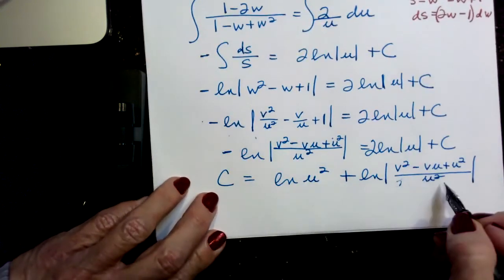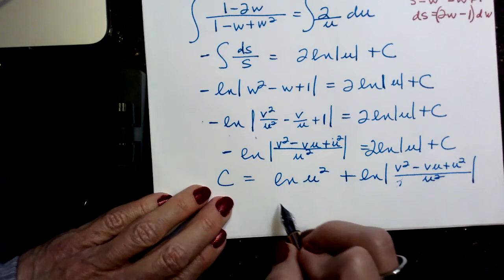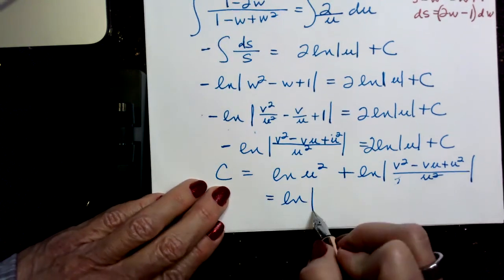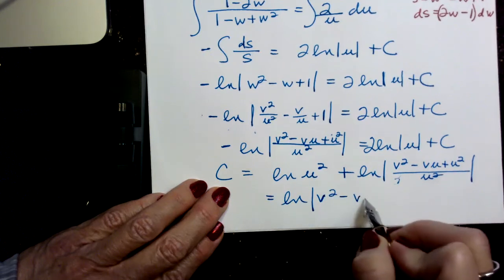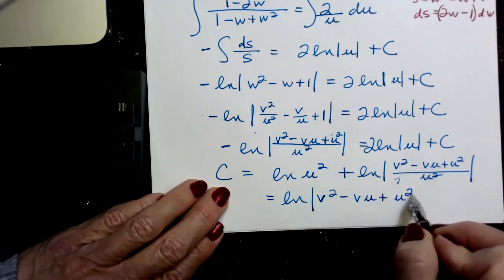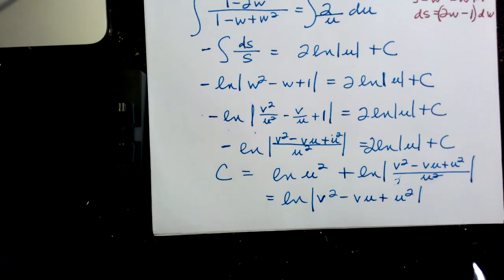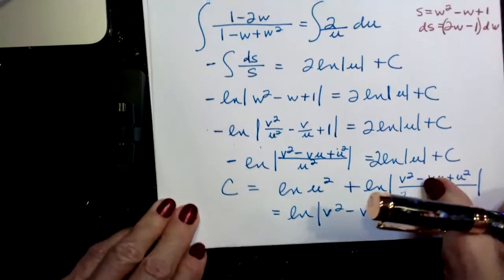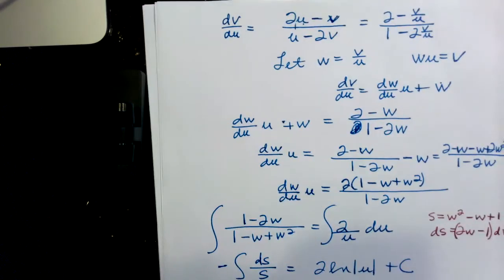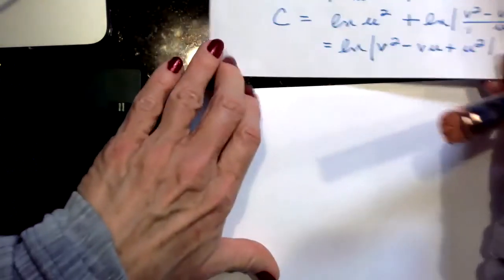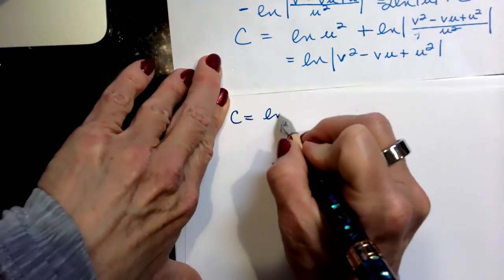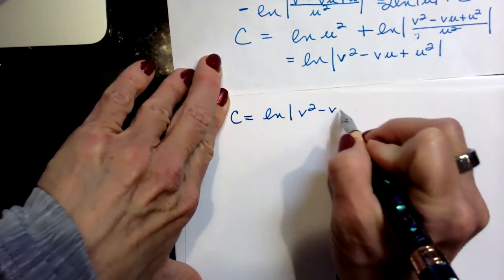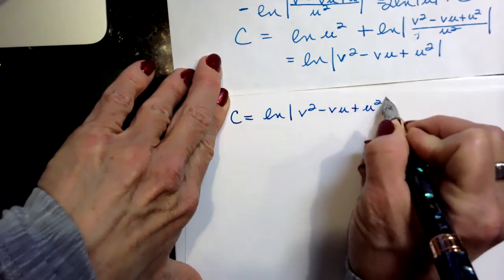Okay. When you're adding the log of two numbers, that means you're multiplying the numbers. So this is ln of U squared times what's inside. So that just gives me a V squared minus V times U plus U squared in absolute value. Okay. All right. So let's move to another sheet of paper. So we have C is ln of V squared minus VU plus U squared.